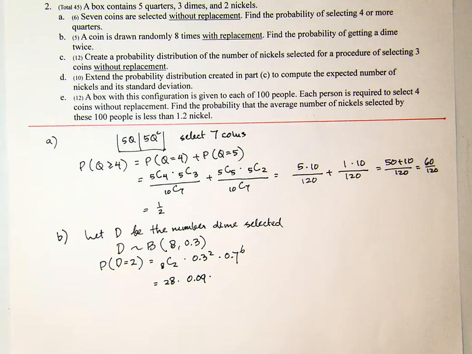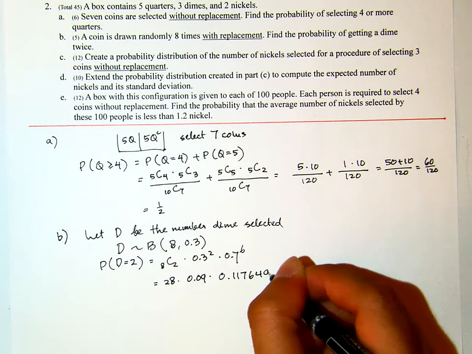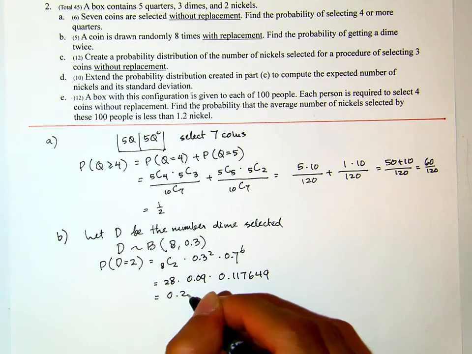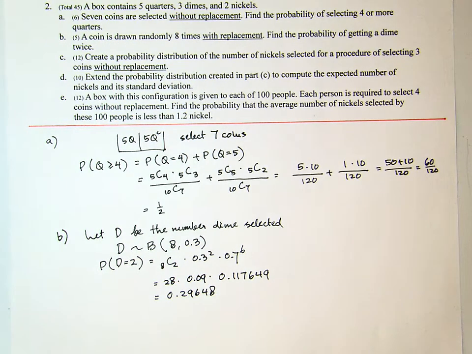Do I want to do it that way? That's 0.117649. If I multiply all of them, I will get 0.296475, or maybe I use 8 here. Okay, so almost 30% of the time, you will get 2 dimes. Now this is from summer 2007, Math 227, final, number 2, A and B.